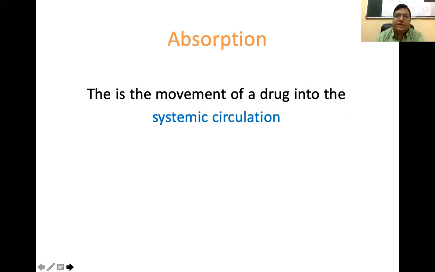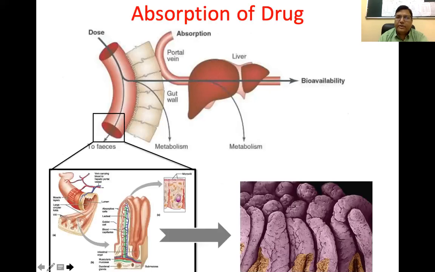So then, absorption is the movement of a drug into the systemic circulation, that is, from the site of application the drug is reaching the systemic circulation. For drugs administered orally, absorbed from the GI tract, a part of the drug can be excreted into the feces.